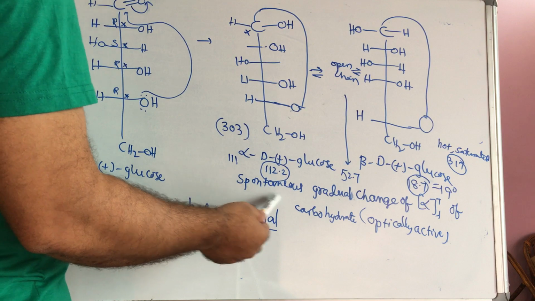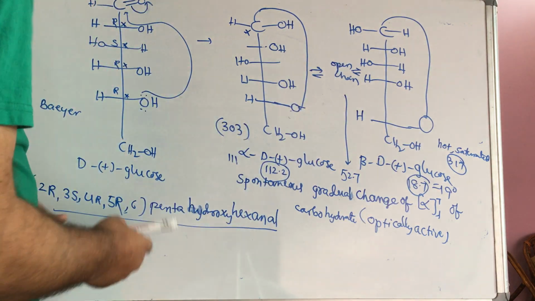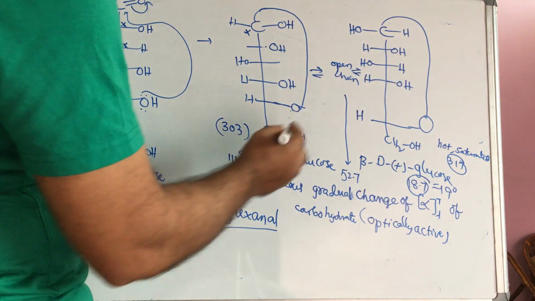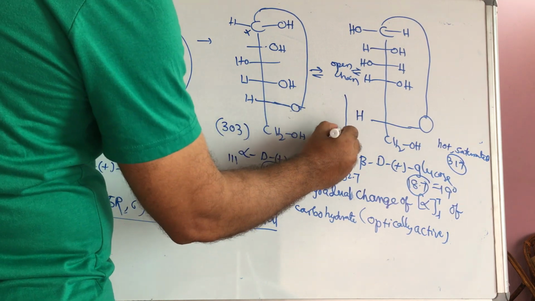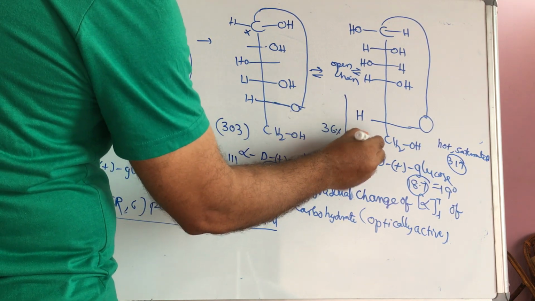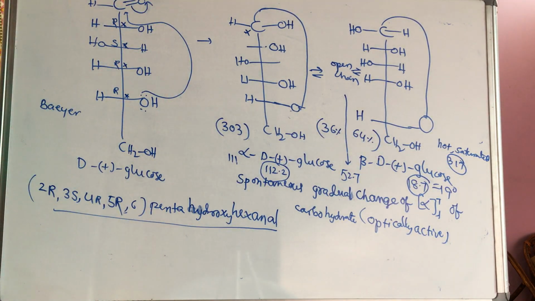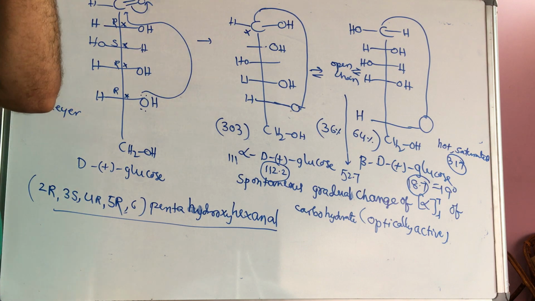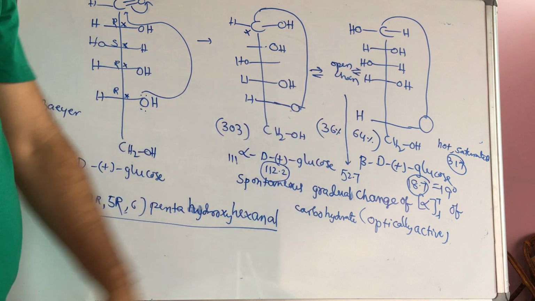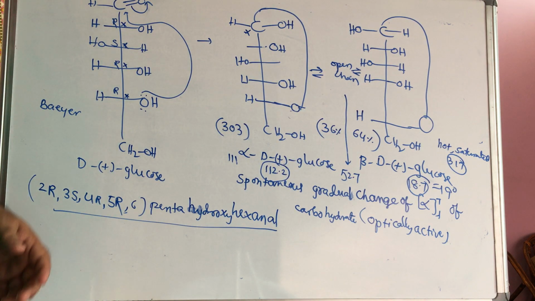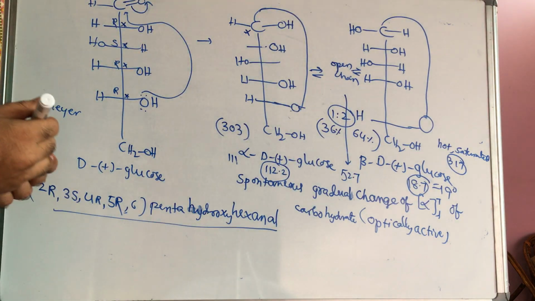These are somewhat less stable, this is somewhat more stable. At equilibrium position, the alpha form is nearly 36% and the beta form is nearly 64%. This is very important. They may ask in competitive exams, what is the percentage of alpha at equilibrium position? It means 36. What is the beta percentage? It means 64%. It is nearly a 1:2 ratio at equilibrium position.